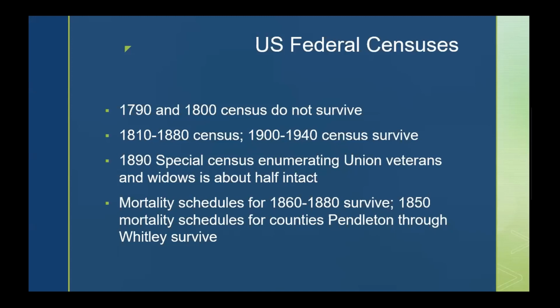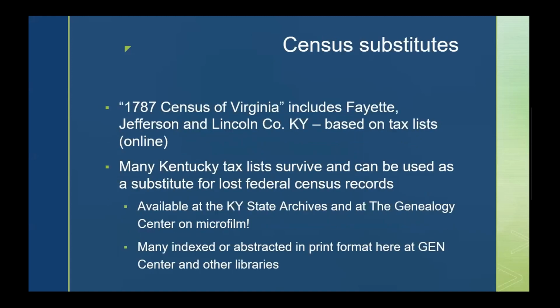Now, what do you do if you're trying to find somebody in one of those censuses that was lost? Well, you can think about census substitutes. So there is a 1787 census of Virginia, which is based on tax lists, and that is online at Ancestry. And then there are a lot of Kentucky tax lists that have survived for those early years. 1800 would be another example.